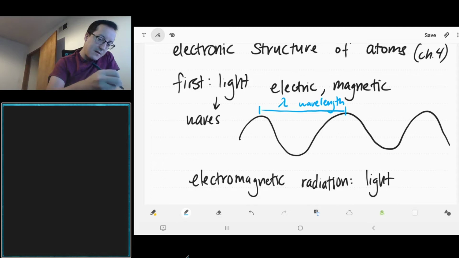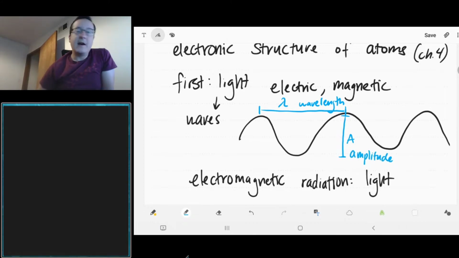Alrighty, we also have another property called the amplitude. And that is basically the distance between when the wave is at its lowest point and it's at its highest point. In sound waves, the amplitude is related to how loud the sound is. And that's the same idea here, the amplitude is going to be how intense your light beam is. So just another property there.